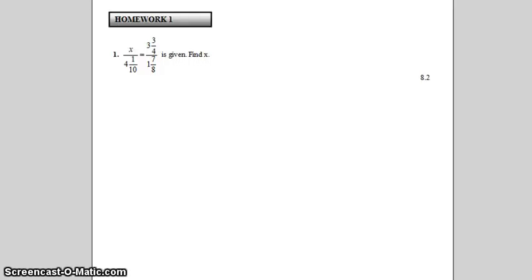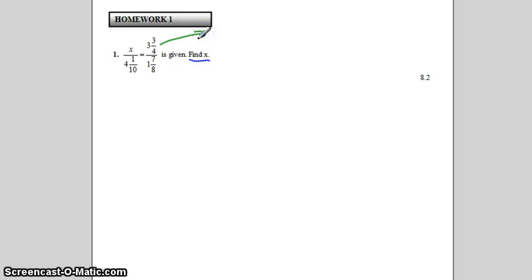Okay, so in homework 1 we have an equation with mixed numbers and fractions on both sides of an equal sign, but we can use the same idea of cross multiplication to help us simplify this to find x, as asked in the question. So the first thing to do is to think about writing each one of these mixed numbers as an improper fraction.